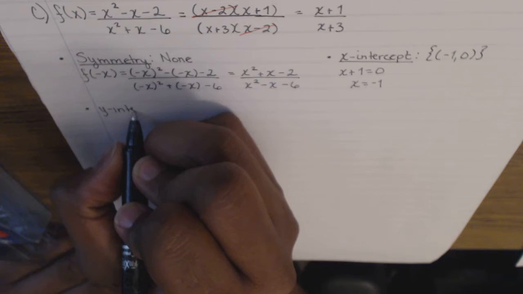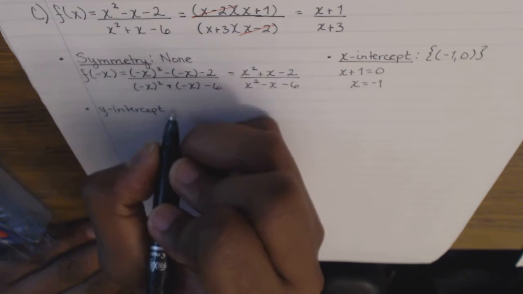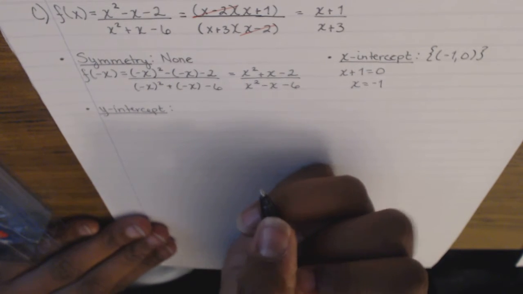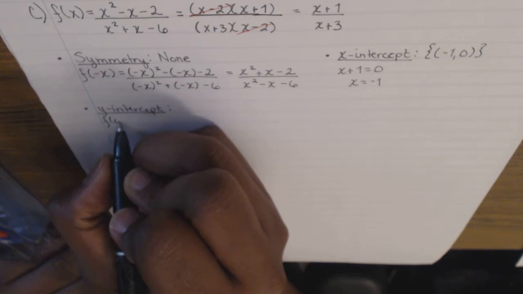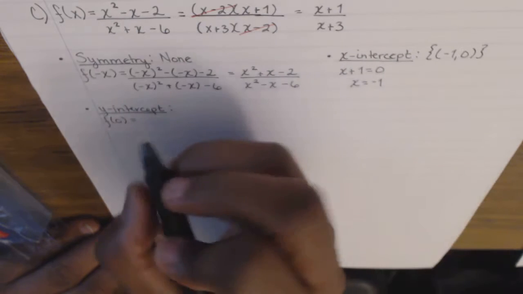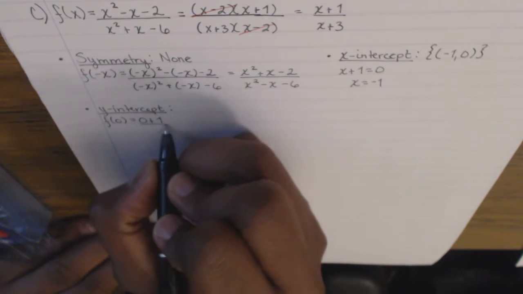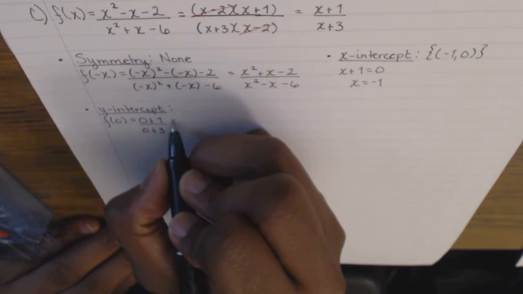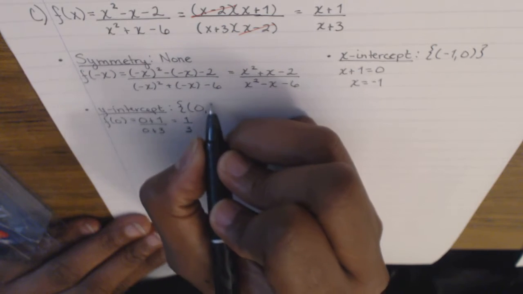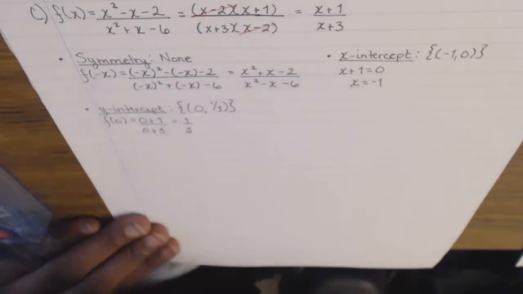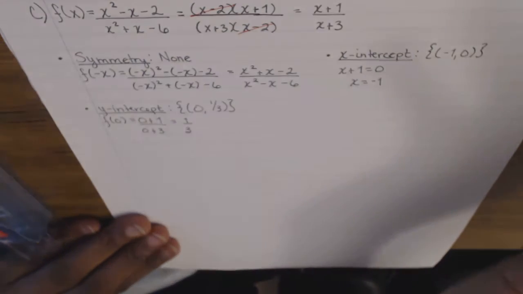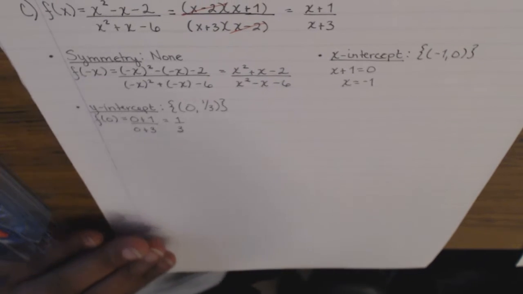Going to look for my y-intercept, if I have one, and I should. I will plug in f of 0. And I'm going to plug into the simplified one because it's just easier to work with. So 0 plus 1 over 0 plus 3 gives me a positive 1/3. So I have a y-intercept of 0, 1/3. If you took the original function, you'd have 2 over 6, which is also 1/3. So it works out the same either way you go.